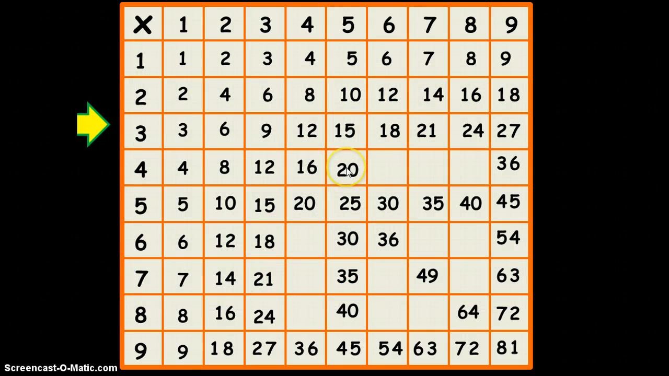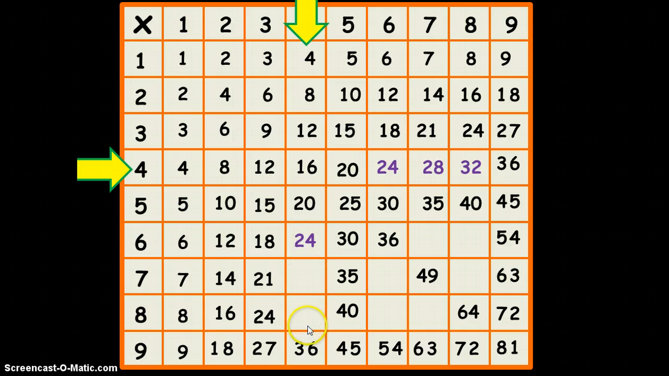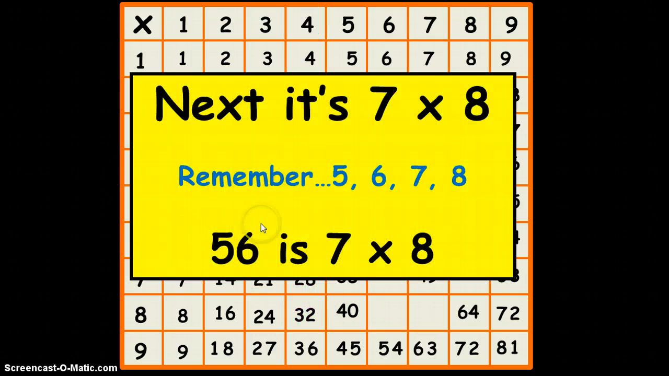So we take 20, and we add plus 4 is 24, plus 4 is 28, plus 4 is 32, and we check. Plus 4 makes 36. That's correct. Now we're going to take these 3 numbers and copy them down here. 24, 28, and 32.